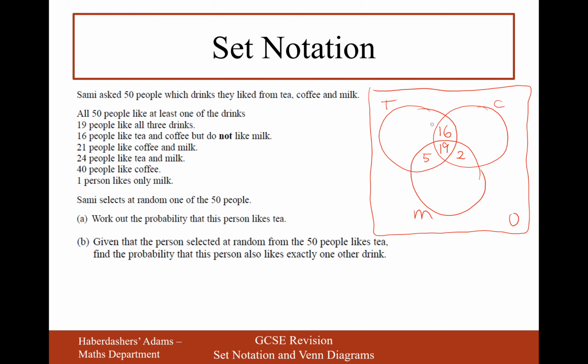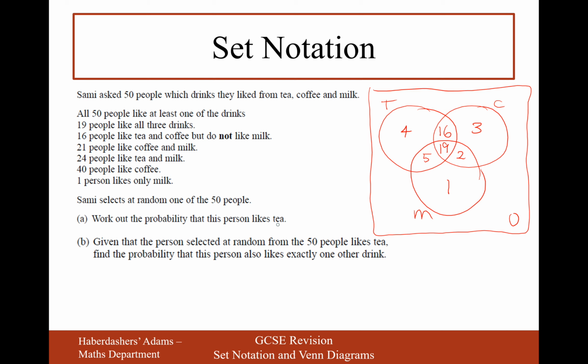40 people like coffee in total, so 40 take away 19, take away 16, take away 2, that's 3. 1 person likes only milk. 1 person here. Then we need to work out what this leftover value here is. So it's going to be 50 take away all of these other values. 1, minus 5, minus 2, minus 19, minus 16, minus 3, 4. We have 4 people left over there. And you can check your answer by adding these all up, and hopefully they equal 50.